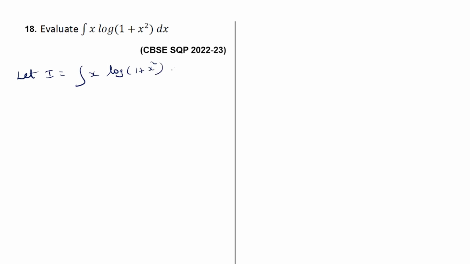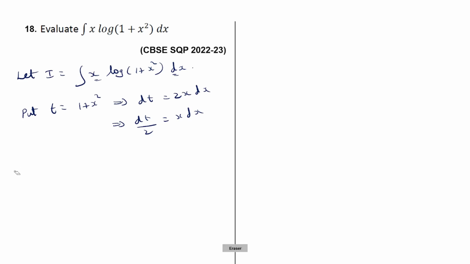x square dx. Here first let us make the substitution, put t equal to 1 plus x square, so that we have dt equal to 2x dx or dt by 2 equal to x dx. So for x dx we can put half dt, and for 1 plus x square we can use t. Therefore the given integral becomes I equal to half integral log t dt. And now we can use integration by parts.